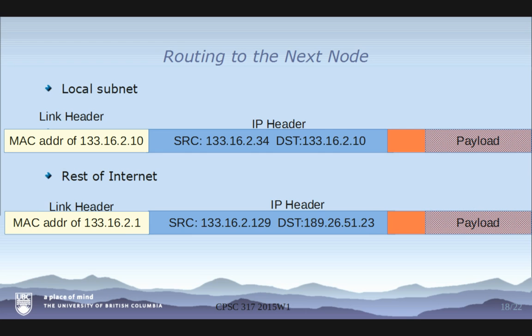And if it gets a response, it puts that now as the link header. So observe what's happened now. We haven't changed any of the IP addresses. And what's going to happen when that packet gets sent, let's just assume that this is our router here, it will go out along here. All of these other nodes will ignore it because that's not their MAC address. And eventually it'll show up at the router, and the router will look at it and say, ah, that's my MAC address.